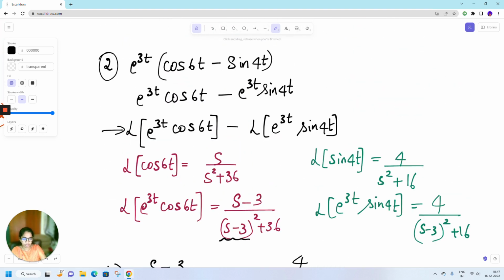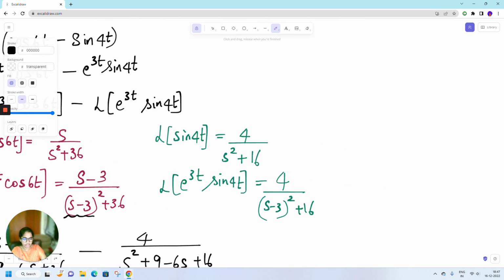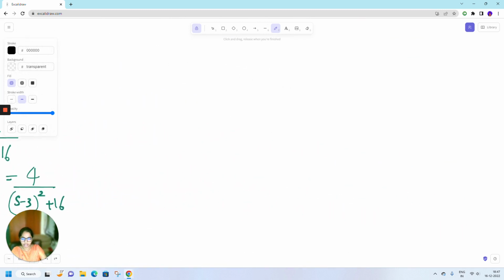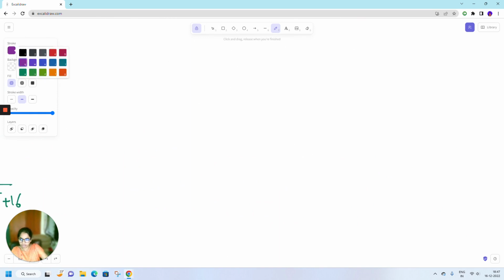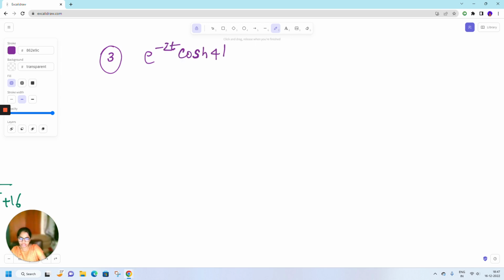Now moving on to our third question. Find the Laplace of e power minus 2t cos hyperbolic 4t. Firstly, in place of f of t, I have what? I have cos hyperbolic 4t. What is Laplace of f of t now? What is Laplace of cos hyperbolic 4t?